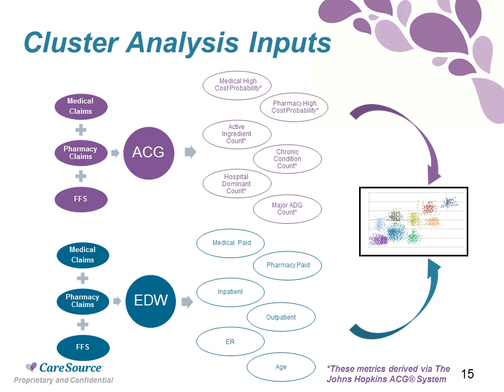So this next slide talks a little bit about the inputs that went into the cluster analysis. There were 12 in total, and 6 of the inputs are actually coming from the outputs of data that's available from our Johns Hopkins ACG software. We utilize the Hopkins software, and we've taken 6 of those predictive components out of that software and combined that with 6 historical data elements, and those represent inputs into the model.